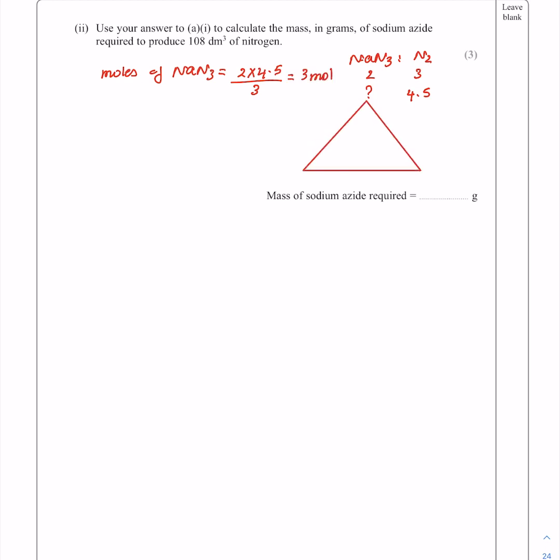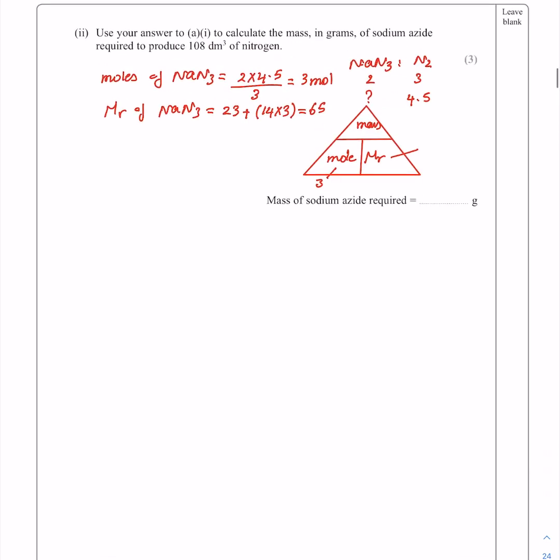دلوقتي بقى معايا المولز of sodium azide. اقدر اروح على القانون اللي فيه المولز والماس والام ار. moles mass mr اطلع الماس by multiplying المولز اللي هي 3 times الام ار. يبقى انا محتاج احسب الام ار of sodium azide. mr of sodium azide is equal to وزن الصوديوم 23 والنيتروجين 14 by 3. يبقى كله على بعضه 65. احط الام ار 65 ويبقى هنا الماس of sodium azide is equal to المولز 3 by الام ار 65 يطلع 195 grams.